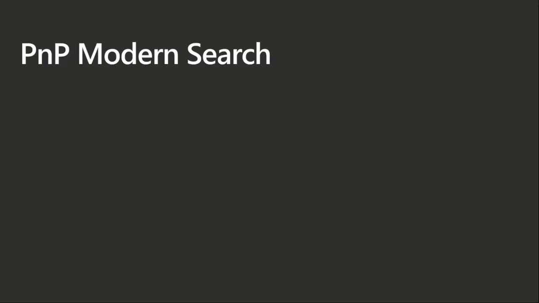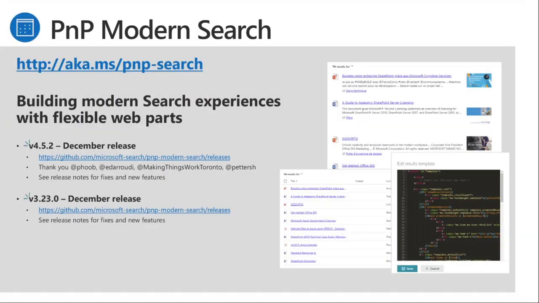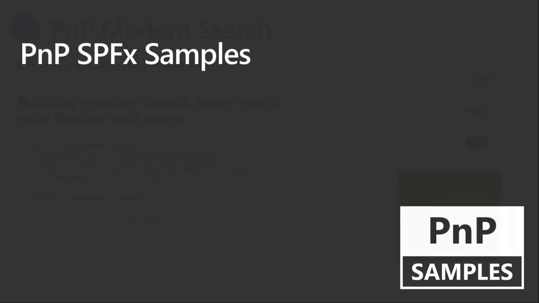Next up is PnP Modern Search. We've got the December release version 4.5.2. You can check out all the details there. A huge shout out to a number of our contributors, and you can see the release notes there as well. And again, we've got a PnP Search Sharing is Caring AMA coming up in January. So if you're a big PnP Search fan, which we all should be, as it makes the search experience so much better, then definitely take advantage of these resources and utilization tools.